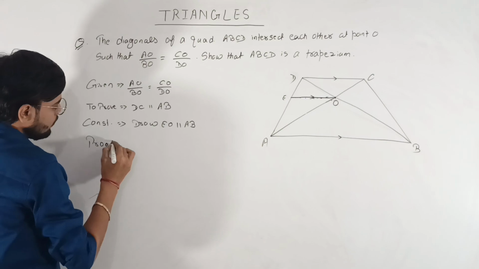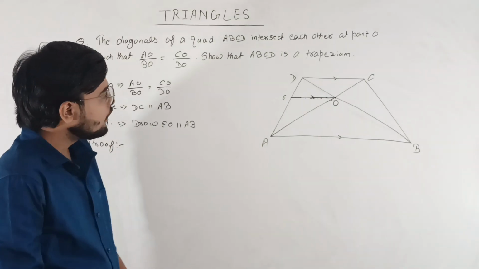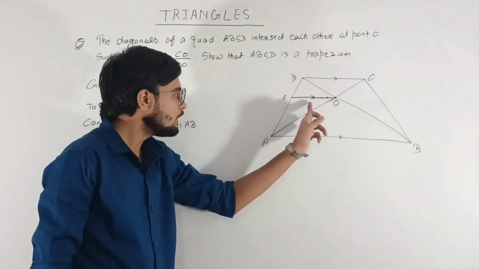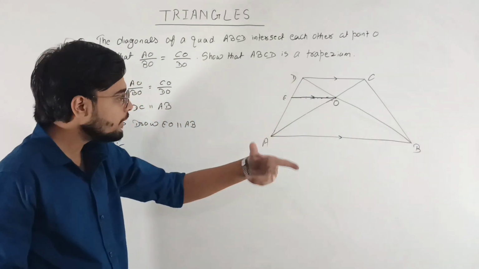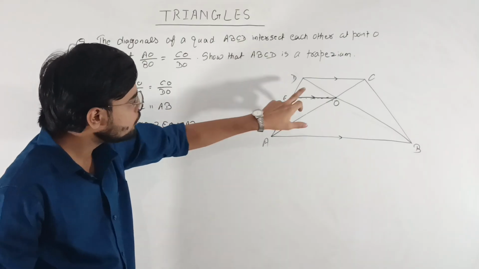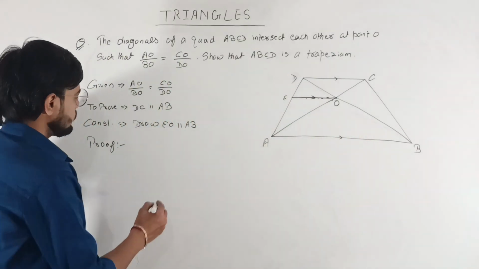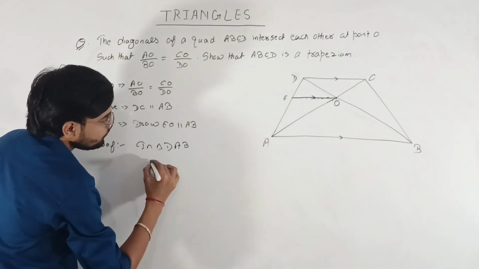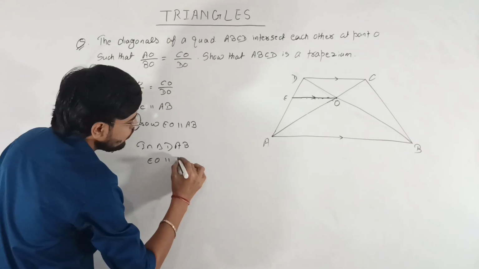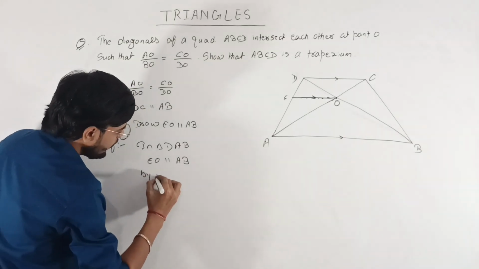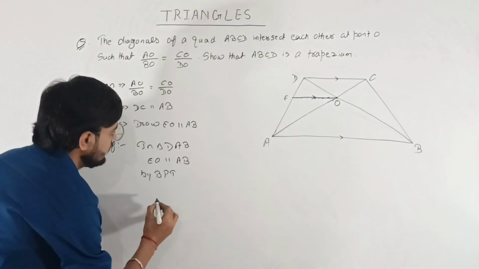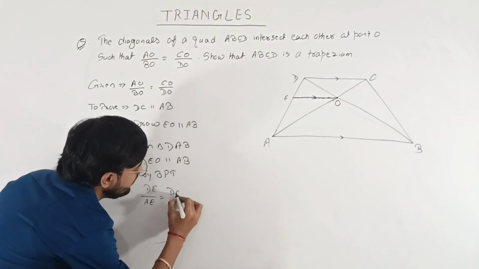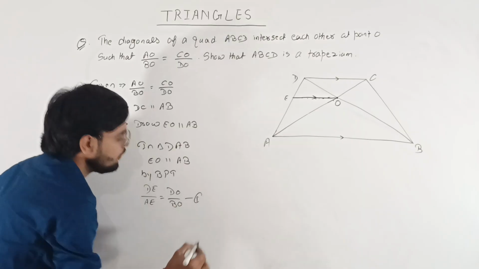Now let's move towards the proof. Now see this triangle DAB. In this triangle EO is parallel to AB. Then by BPT, DE upon AE is equal to DO upon BO. So now in triangle DAB, we have EO parallel to AB. Then by BPT, we write DE upon AE is equal to DO upon BO. This is our equation first.